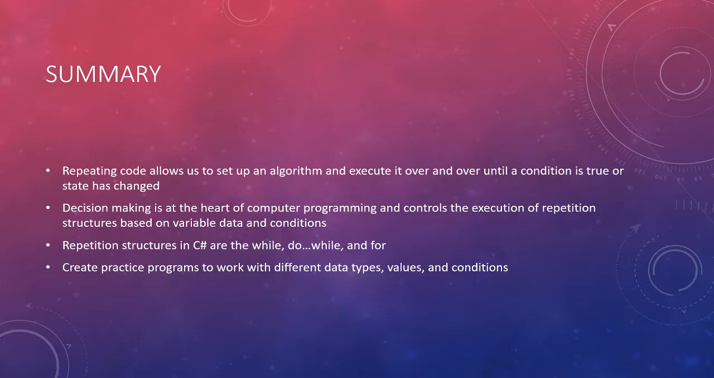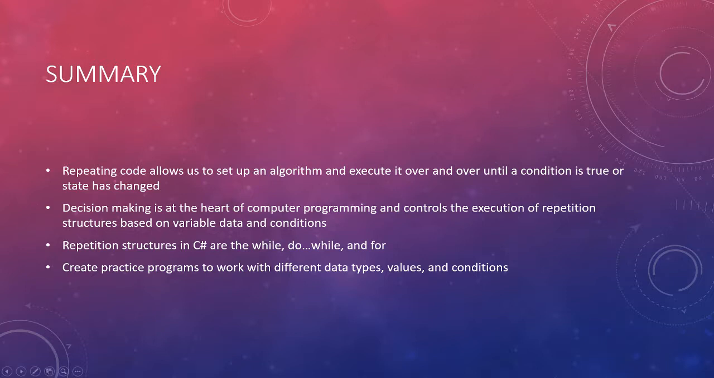So in summary, repeating code lets us set up an algorithm and execute it over and over until a condition is true or a state is changed. And the decision making that we do with our conditional expressions is really the heart of programming. And not only does it control our if statement logic, but it controls the execution of our repetition structures based on variable data and conditions. So really important stuff for us. Repetition structures in C# are the while, do while, and the for. And you want to continue creating practice programs to work with different data types, values, and conditions.